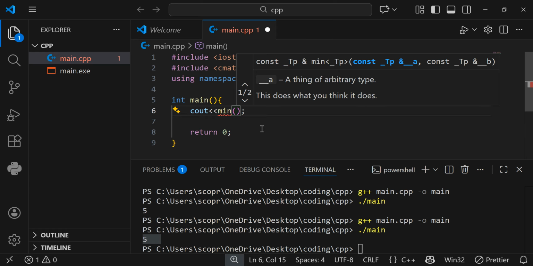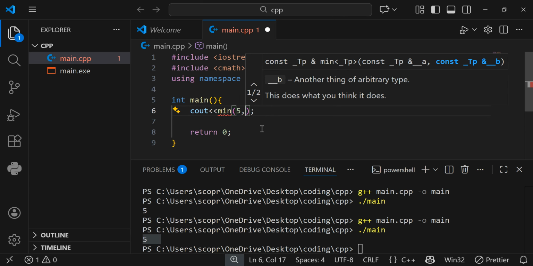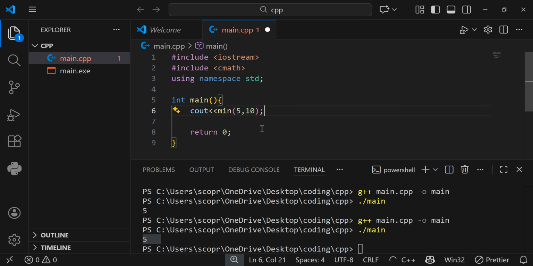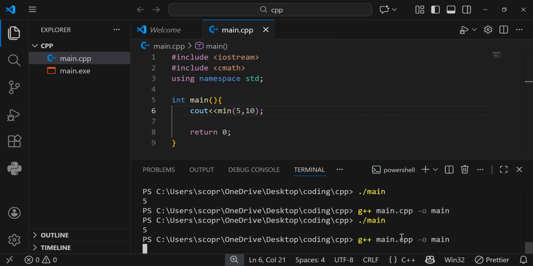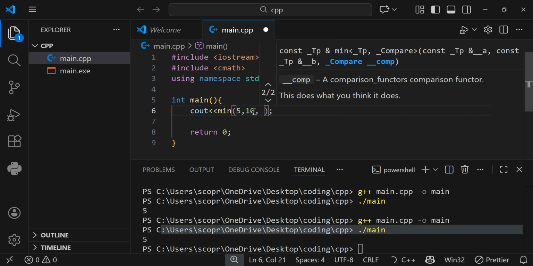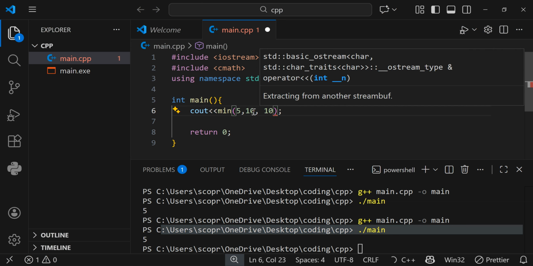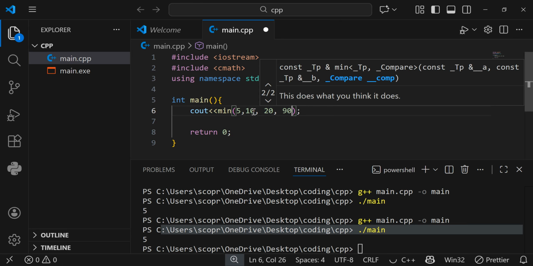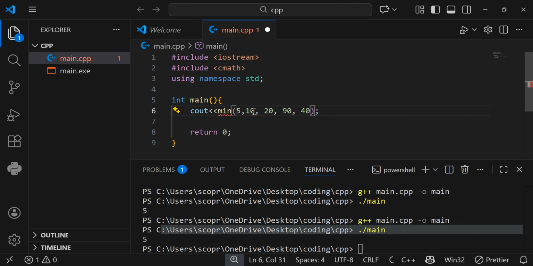Okay, so let us provide two values. Let us provide 5 and 10. So what's the minimum there? The minimum is 5. Mathematically that's it. Let us try to see. As you can see, we get 5. So can we provide another parameter or argument? Let us provide 20, 90, and 40, like that.